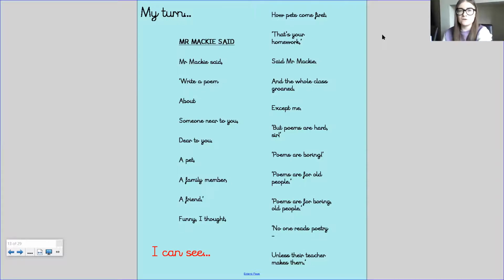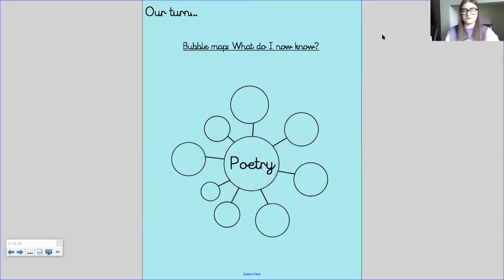Okay, so what we're going to do now is get all of that information into a bubble map. So just copy this down for me on the next clean page because we've used the other one up for the circle map. Right, bubble map, what do I now know? Or what do I know now? Okay, I just want you to do the writing. I do not want you to do any of the bubbles yet. Okay.